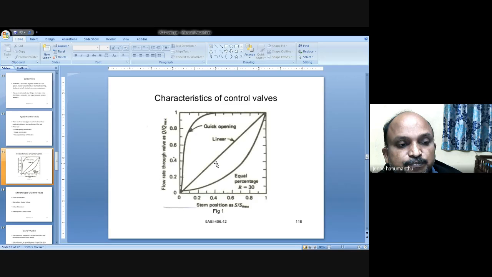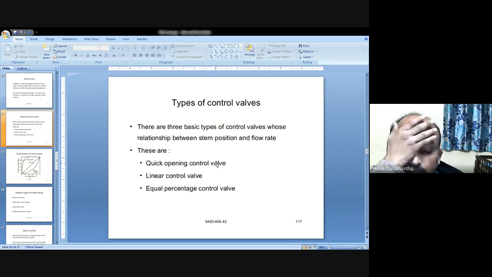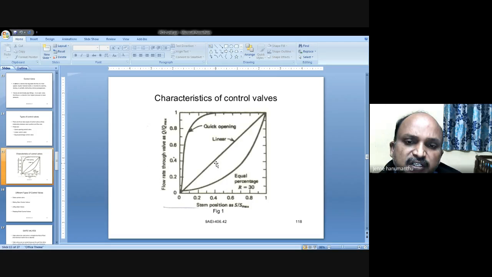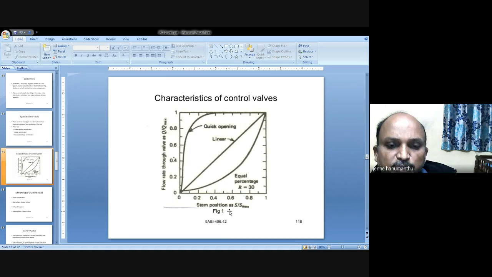Okay, and lastly, equal percentage control valve. Equal percentage control valve, nothing but the word says, equal percentage. See the graph, the relation between stem position and flow rate is non-linear. Looks like a parabola. Highly non-linear characteristics.